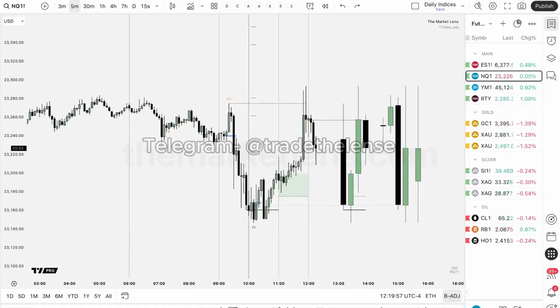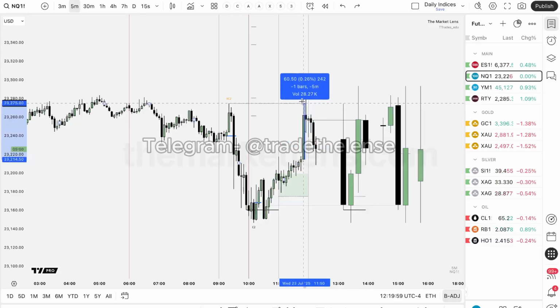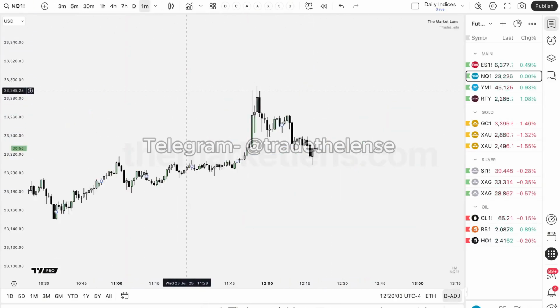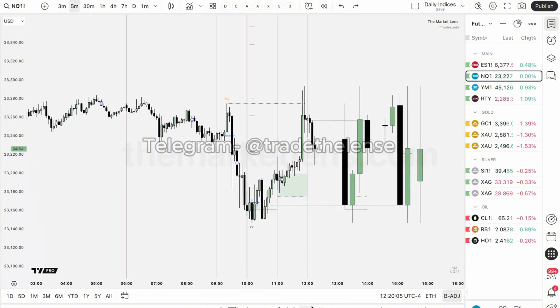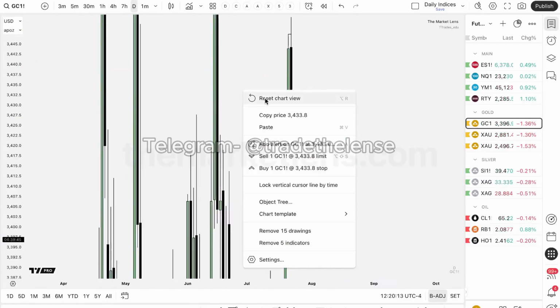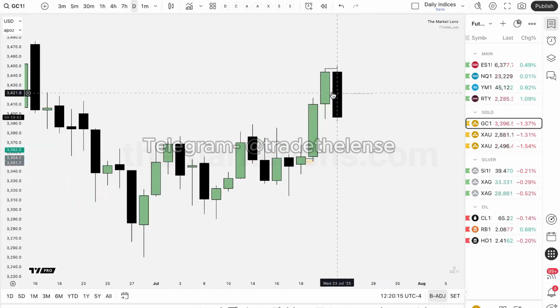Did I expect it to go rip, like 70 points in a minute or two or whatever it did? No, I don't expect that. What was the bias on gold? The bias on gold was a sweep of previous day high after expansion. So looking forward to trade lower.